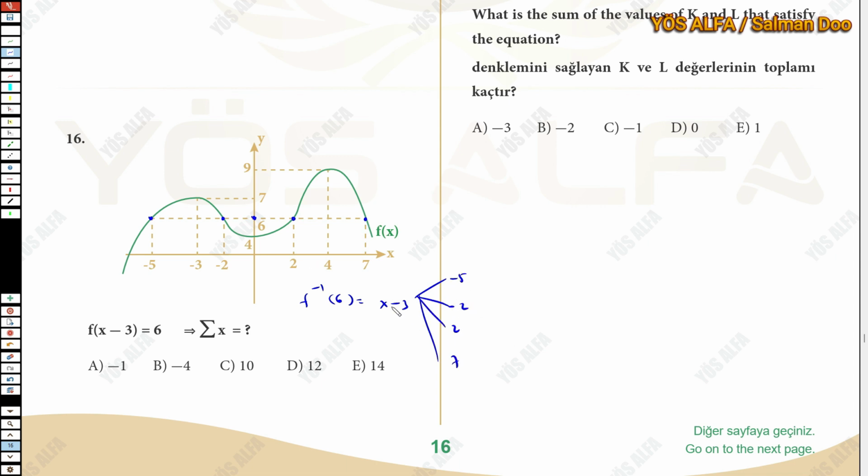Which means x is equal to minus 5 plus 3, and we're going to have plus 3 4 times. And sigma x is the summation of all these. So we have minus 2 and 2 cancel out each other. 7 and minus 5 is 2. And we got 3 times 4, 12 plus 2 is 14. So the answer is E.